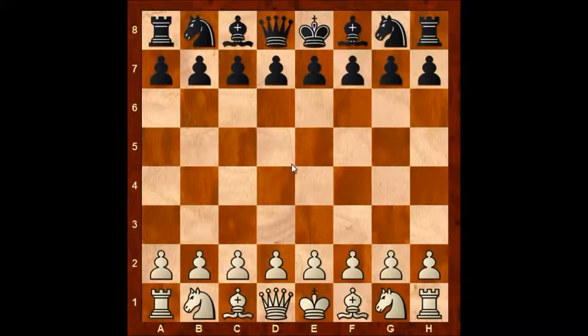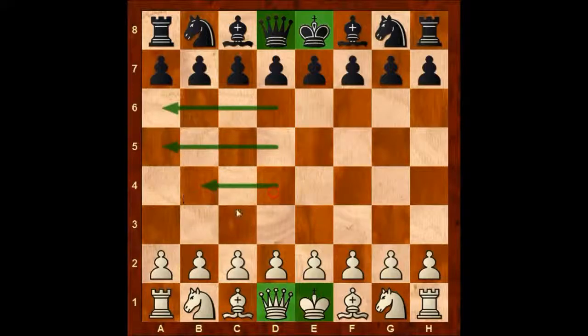As we can see, both the kings stand in the E file at the starting of the game, and queens stand in the D file. What it does is it separates the board into two halves. So this half of the board is called the queen side of the board, and similarly this half of the board is called the king side of the board.